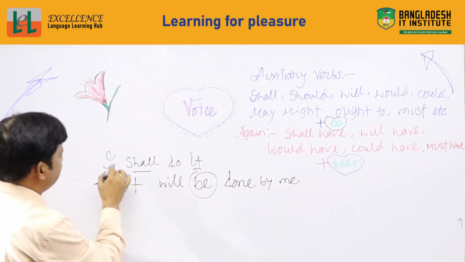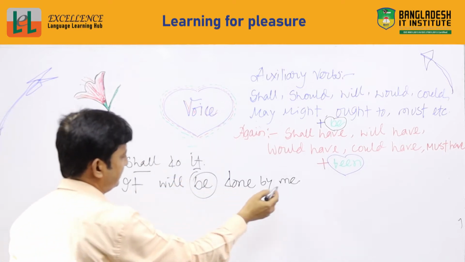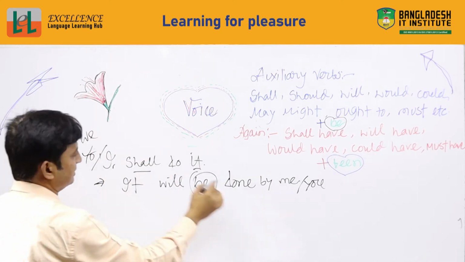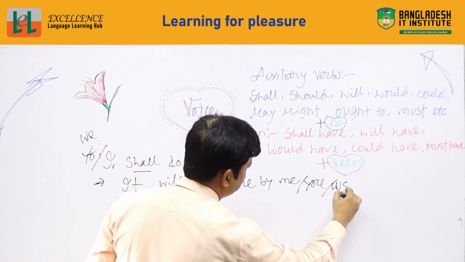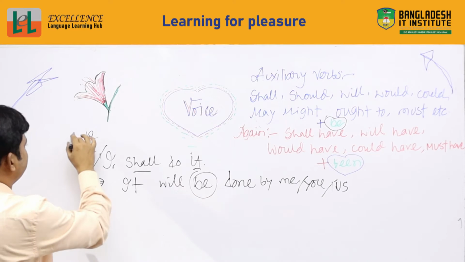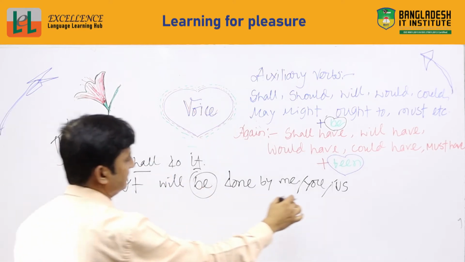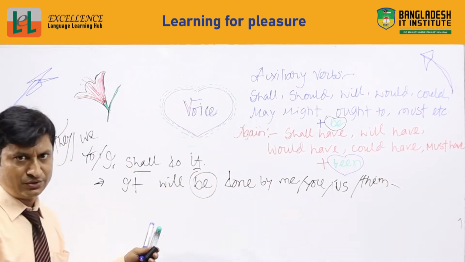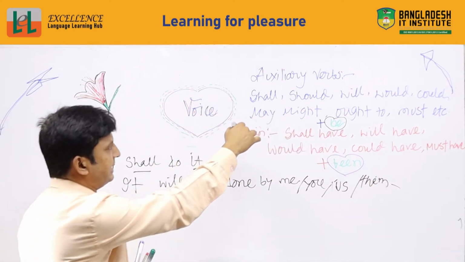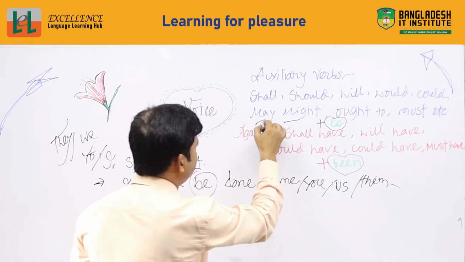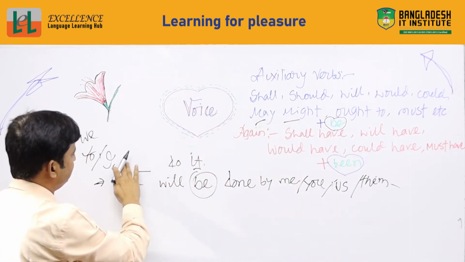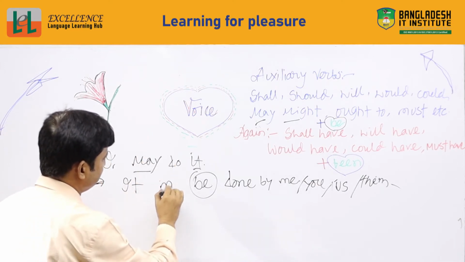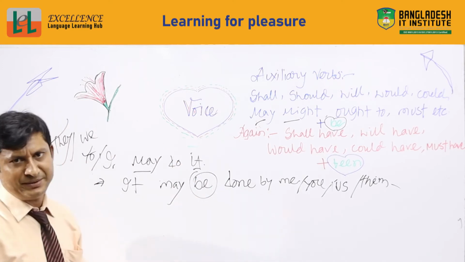So instead of you, we can write here by you. If we get we, then we can use us. Or if we get they here, then we will use them. That's the issue. So if we get any of that one, like might or may, if I write here may, then we will use here just may be done by me, right?